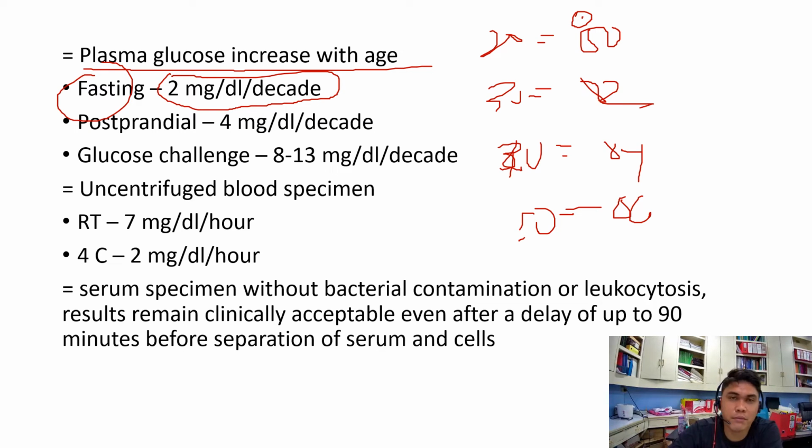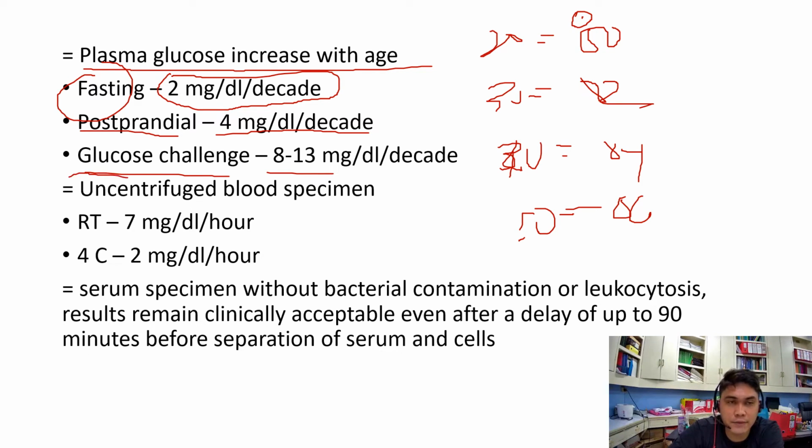But if you have a bad lifestyle, then we'll expect that the increase is also abrupt. Okay, so for example, per decade you have an increase of 10 mg per dl, or 20 if you have a bad lifestyle. Okay. For postprandial, it's 4 mg per dl per decade. Glucose challenge, it's 8 to 13 mg per dl per decade. And that's the increase, no?